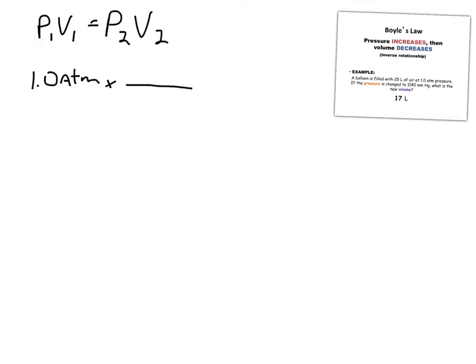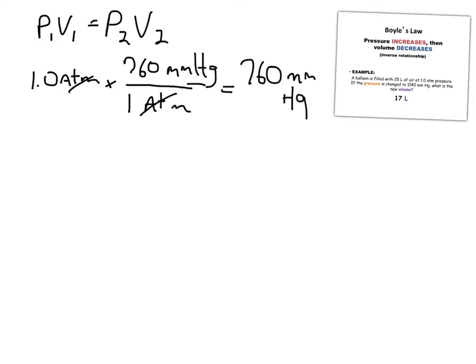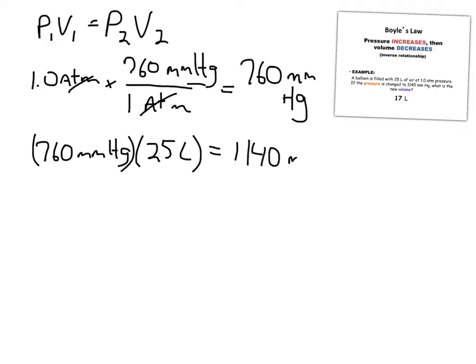In order for ATMs to cancel, I know it has to be on the bottom. There's 760 millimeters of mercury for every 1 ATM. ATMs cancel, one on the top, one on the bottom. You're left with 760 millimeters of mercury. So now I can actually start the problem. There's 760 millimeters of mercury. The volume from the problem is 25 liters. The new pressure is 1140 millimeters of mercury. And we don't know the new volume, so we're just going to leave it as V2.